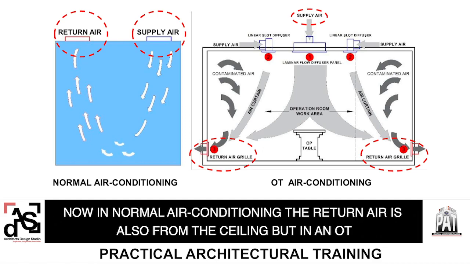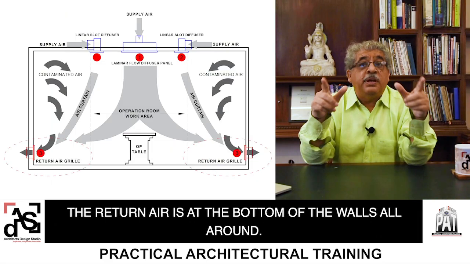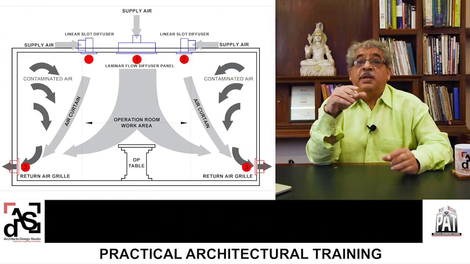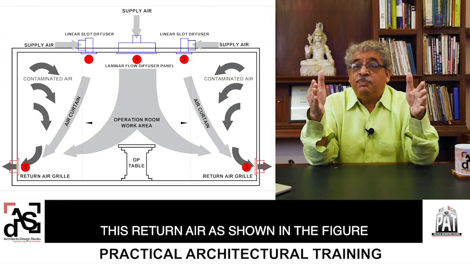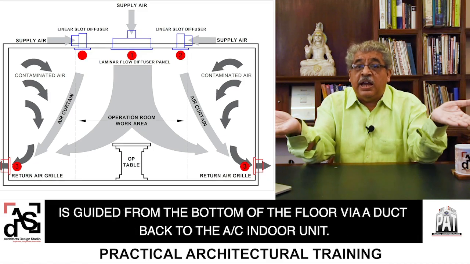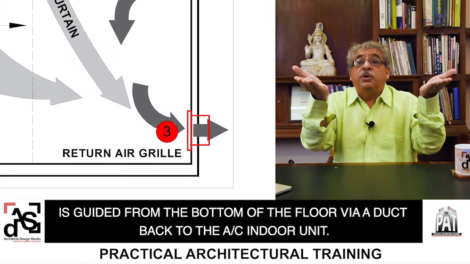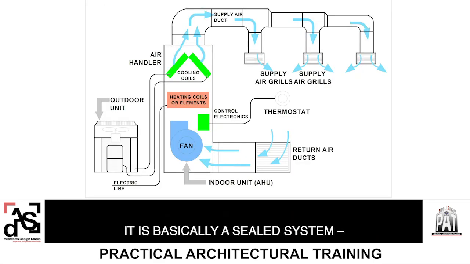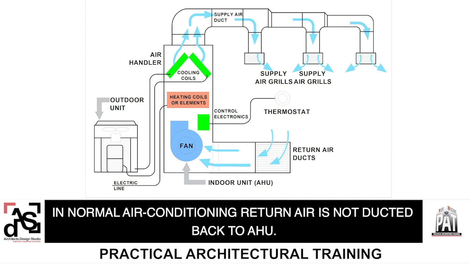Now, in normal air conditioning, the return air is also from the ceiling, but in an OT, the return air is at the bottom of the walls all around. This return air, as shown in the figure, is guided from the bottom of the floor via a duct back to the AC indoor unit. It is basically a sealed system. In normal air conditioning, return air is not ducted back to the AHU.